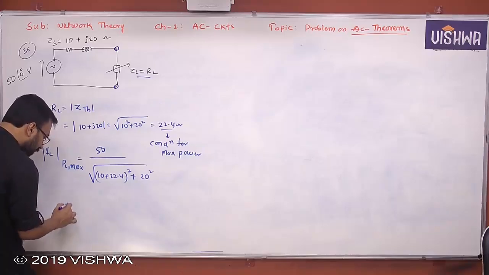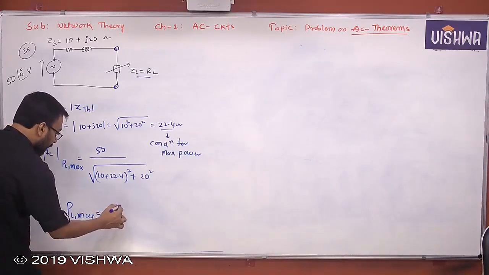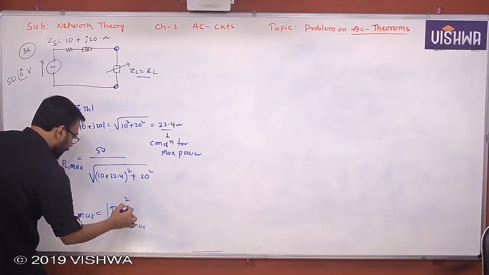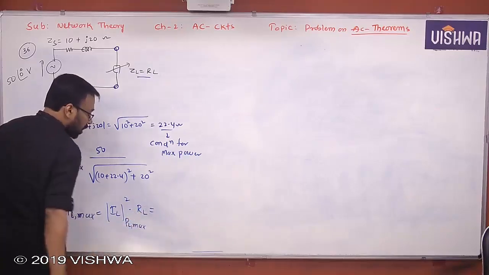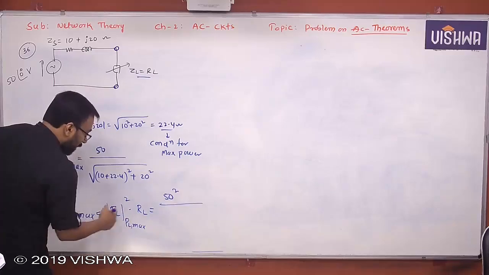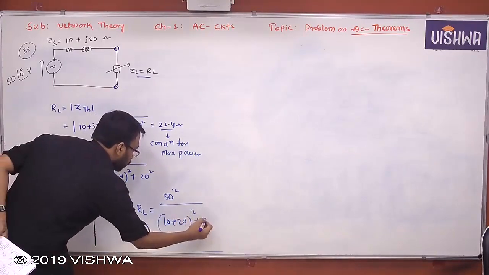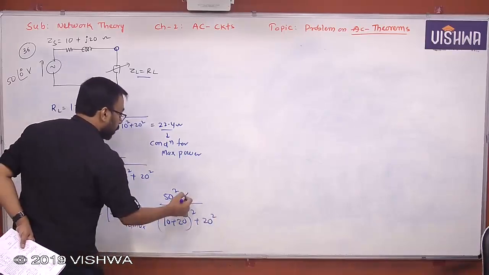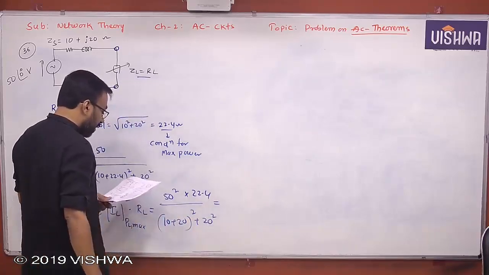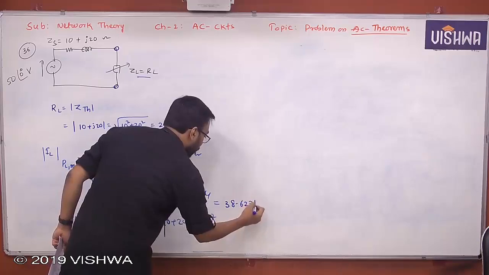Now what is PL max? PL max is IL for PL max square into RL. IL is 50 square by (10 plus 22.4) whole square plus 20 square, into the value 22.4. So I just give the value here: 38.627 watt.